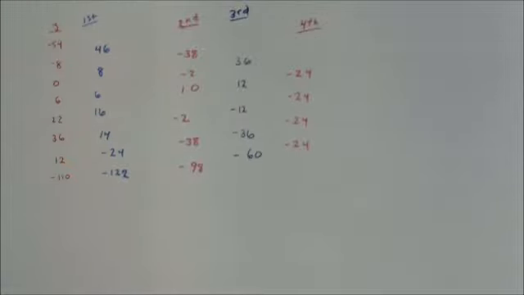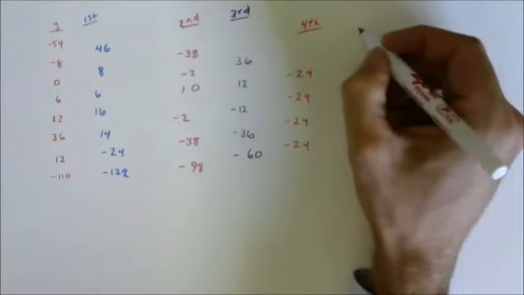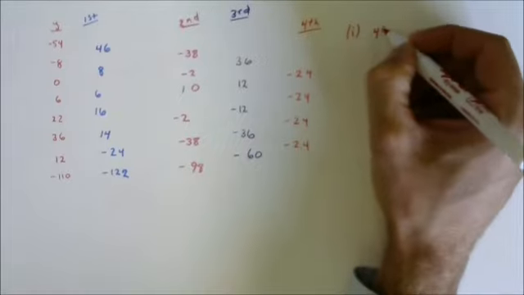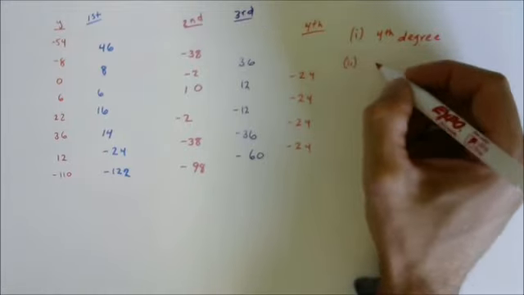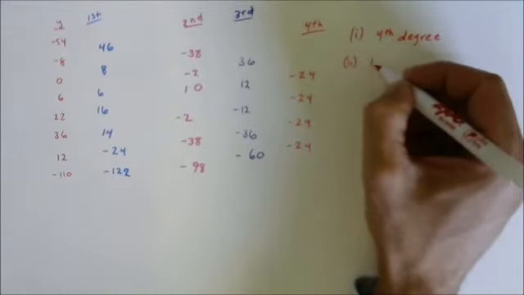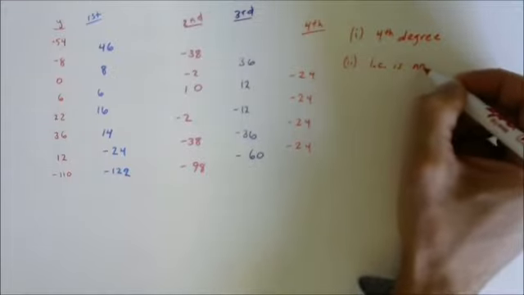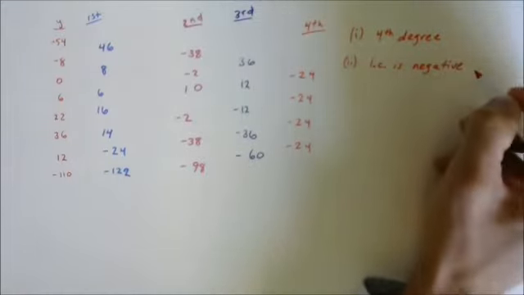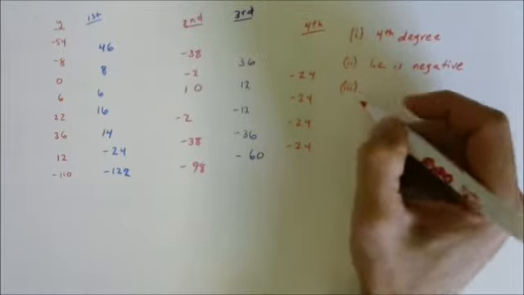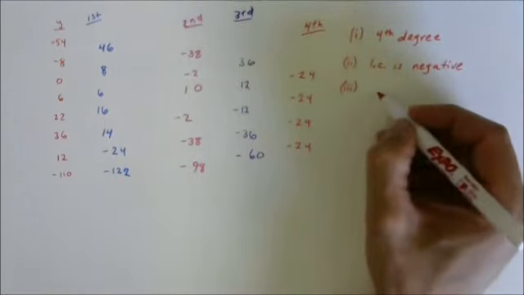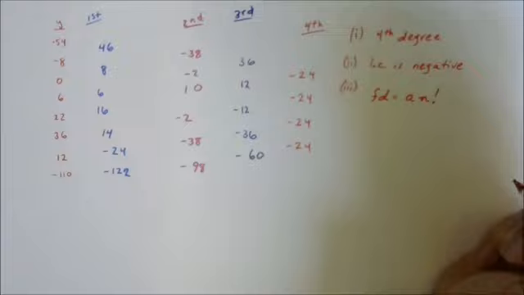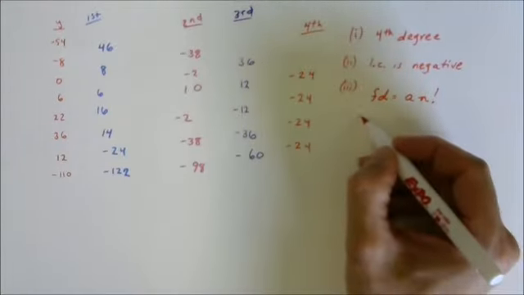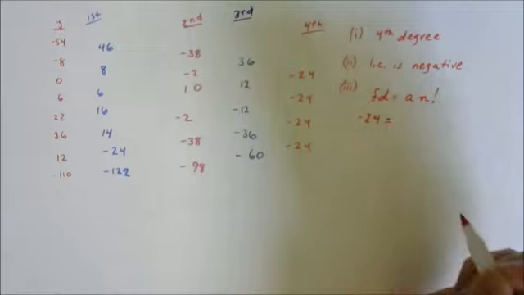All right, what does this tell us? Have we identified the degree of the polynomial function? It's fourth degree. Do we know the sign of the leading coefficient? The fourth difference is -24, so the sign is negative. And how do we determine the actual value of the leading coefficient? Well, we know that FD equals A n factorial. We know the finite difference. The fourth difference was -24.